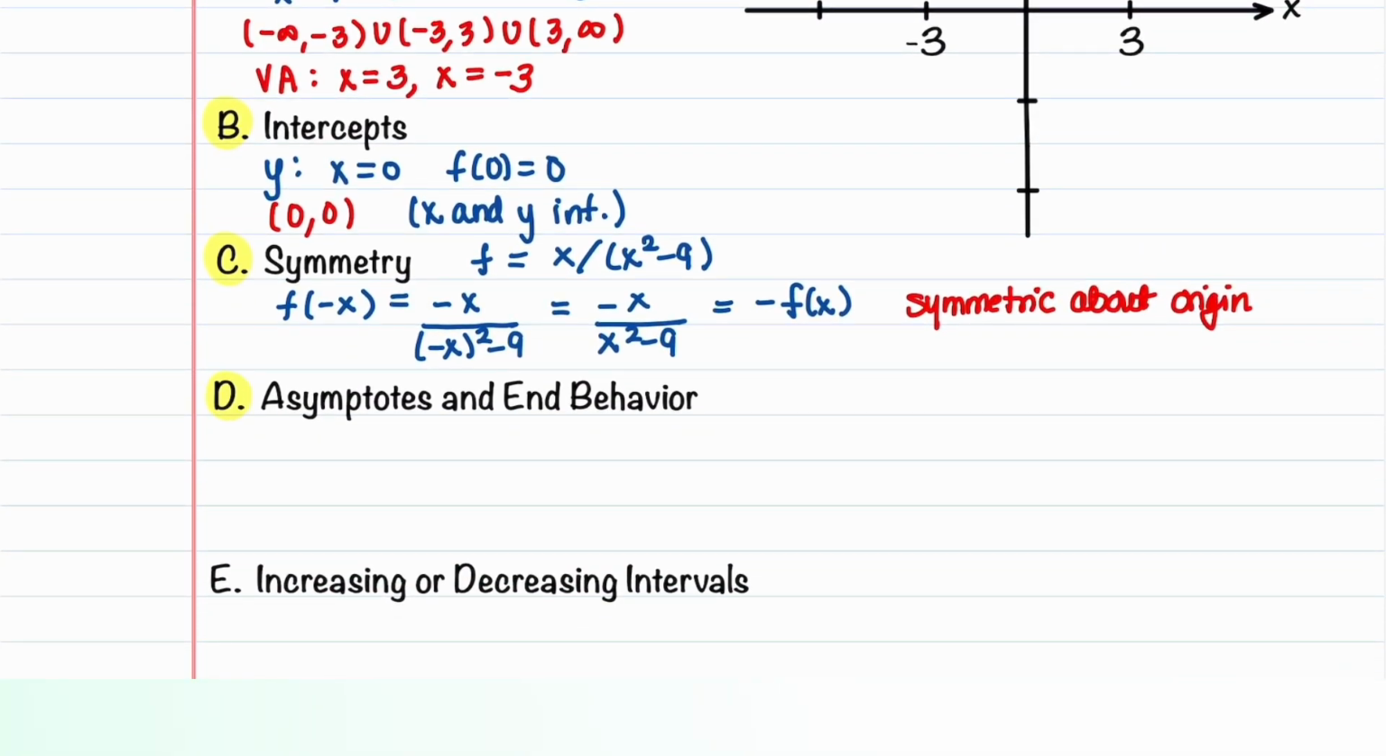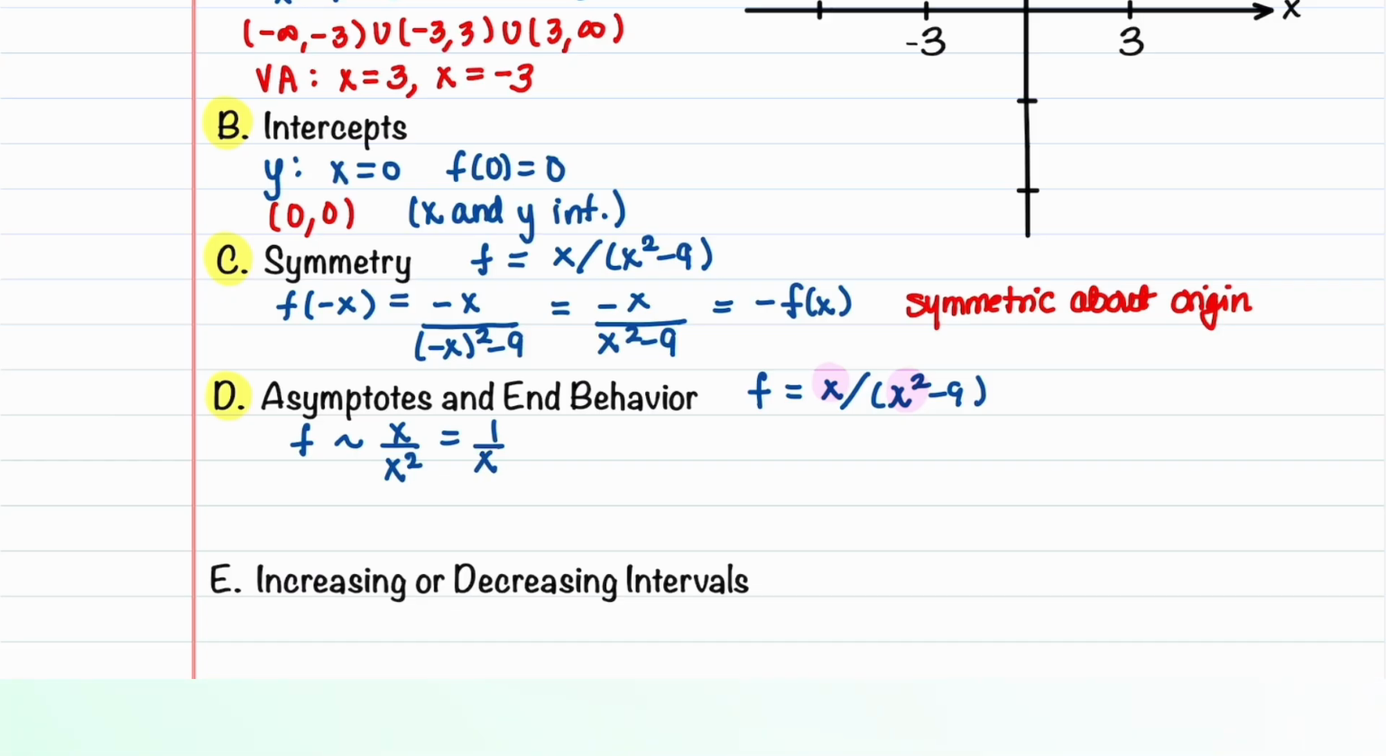Let's now look at asymptotes and end behavior. We already found that we have a vertical asymptote. Now we need to think if we have a horizontal asymptote. Let's look at our f again. It is x all divided by x squared minus 9. When we think about a horizontal asymptote, we are only concerned with the leading term in the numerator and the denominator. So we can say that f is approximately x over x squared, which is 1 over x.